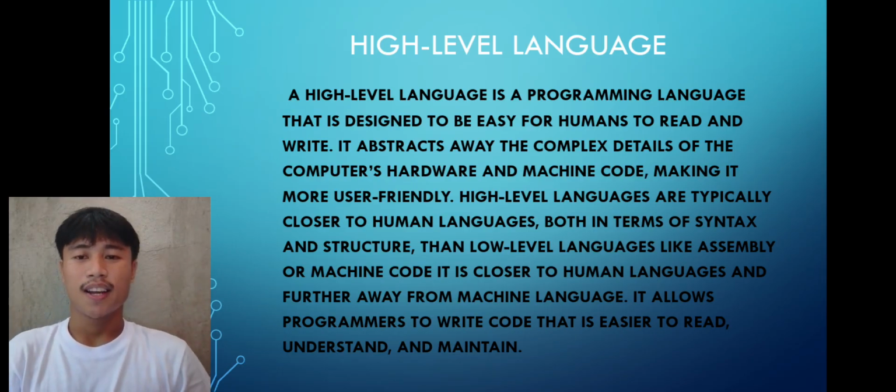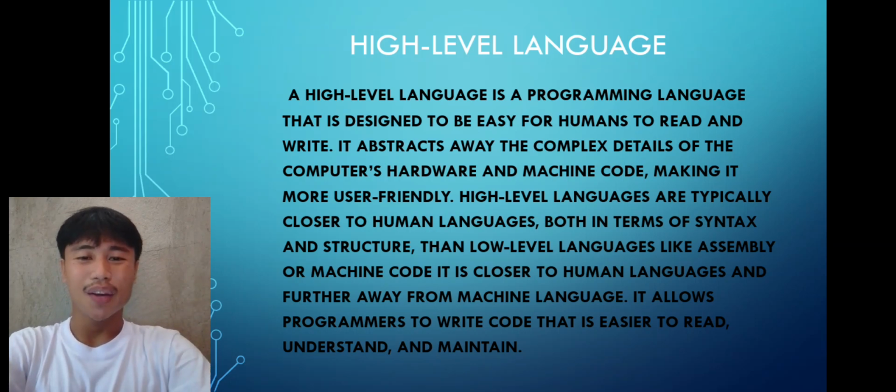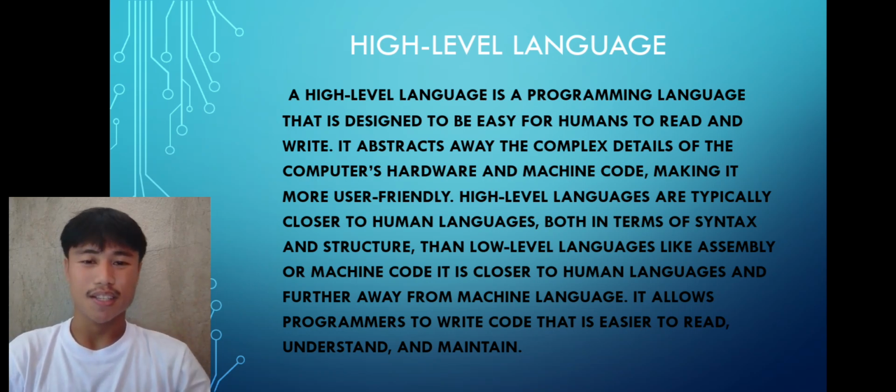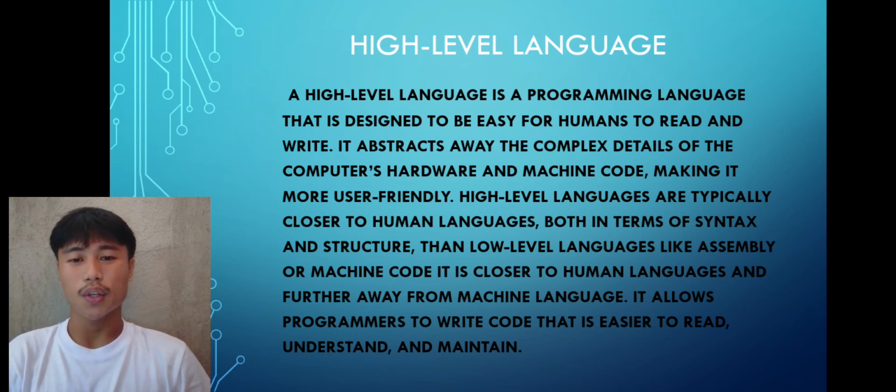High-level language. A high-level language is a programming language that is designed to be easy for humans to read and write. It abstracts away the complex details of the computer's hardware and machine code, making it more user-friendly. High-level languages are typically closer to human languages, both in terms of syntax and structure. Low-level languages, like machine code, are further away from human languages and closer to machine language. It allows programmers to write code that is easier to read, understand, and maintain.